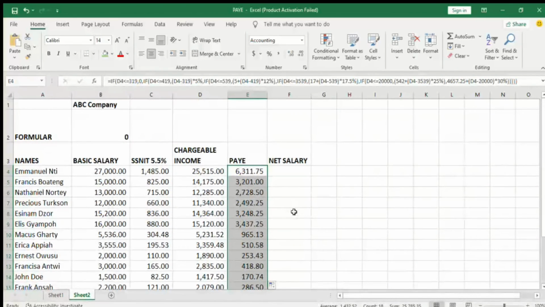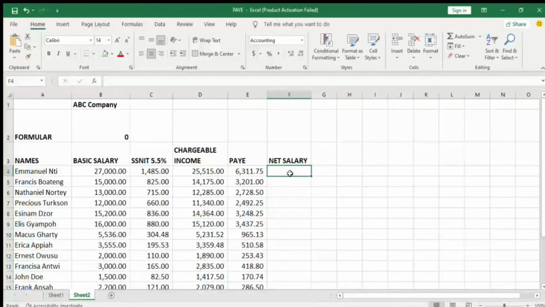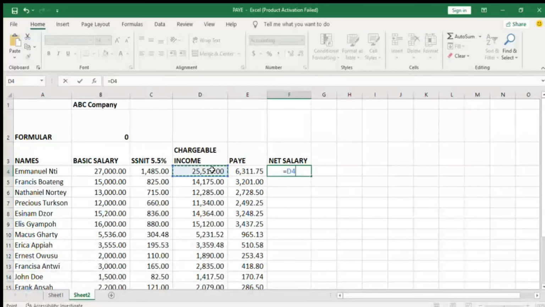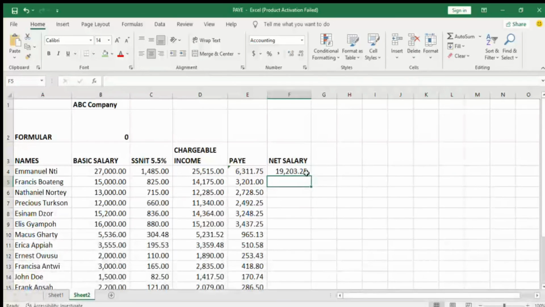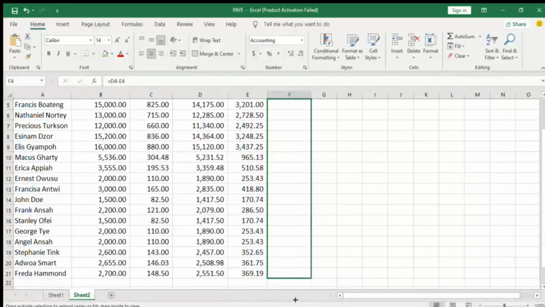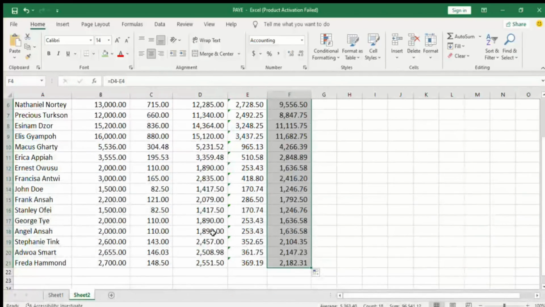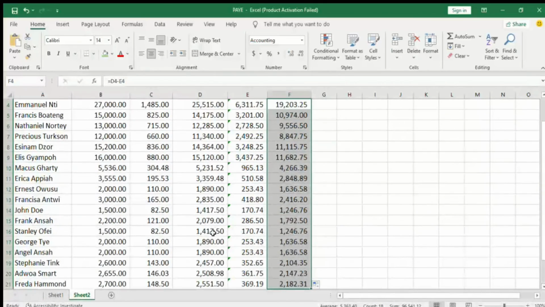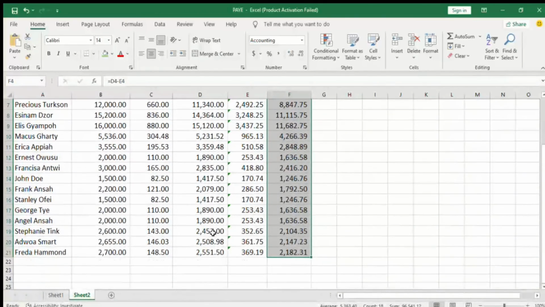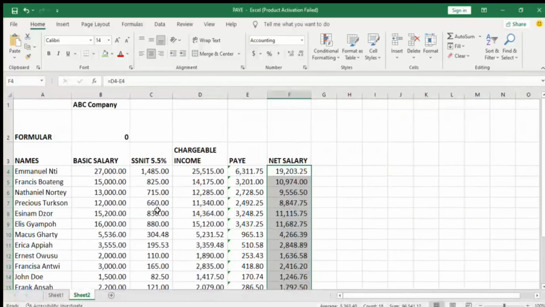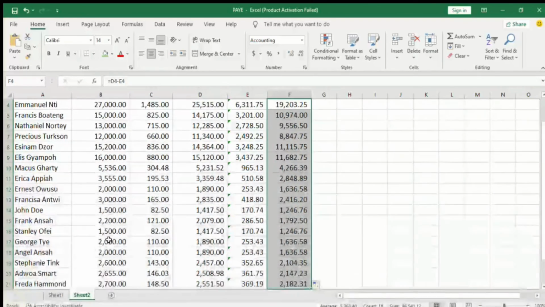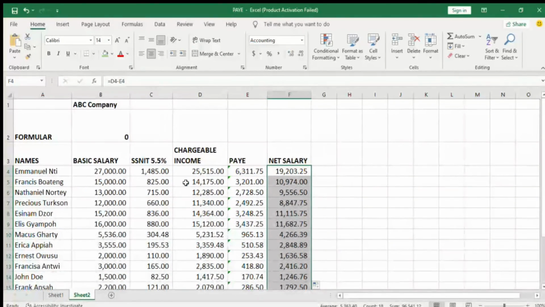So the net salary will be the difference between the chargeable income and the pay as you earn rate. So we take it. So this will be the take home pay. This is how much we'll be paying all these workers at the end of the month. Okay, so this is very simple. You can change the figures anytime and it's going to work. Okay, so let me change one of the chargeable incomes and see if what we did was correct.